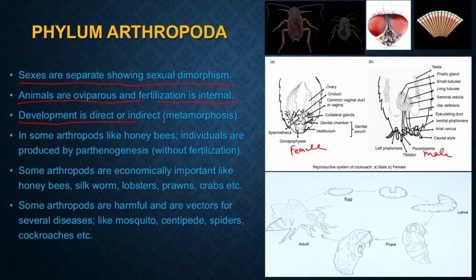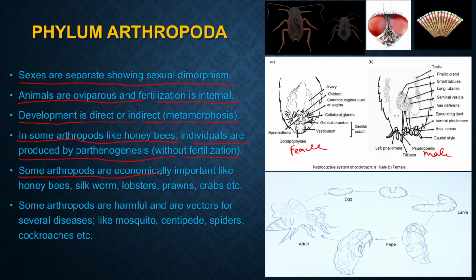Development is direct or indirect, which means in some organisms the development is direct, whereas in some cases it goes through the stages of metamorphosis. In some arthropods like the honeybee, individuals are produced by parthenogenesis, which means without fertilization. One classical example is that the queen honeybee produces all the other honeybees, right? And sometimes the honeybees are produced without fertilization.